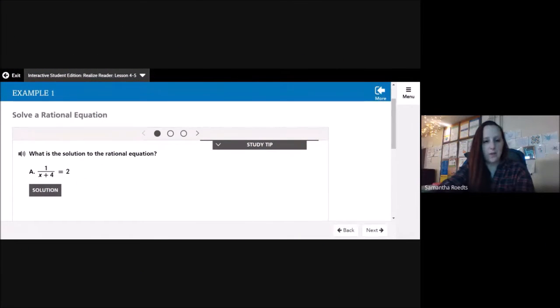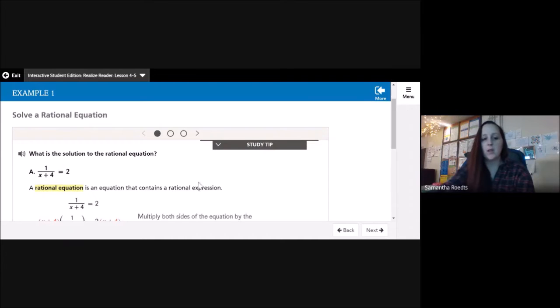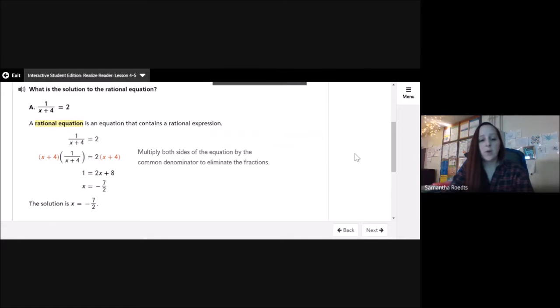Okay, example 1, solve a rational equation. What is the solution to the rational equation 1 over x plus 4 equals 2? A rational equation is an equation that contains a rational expression. So in this case, 1 over x plus 4 equals 2.